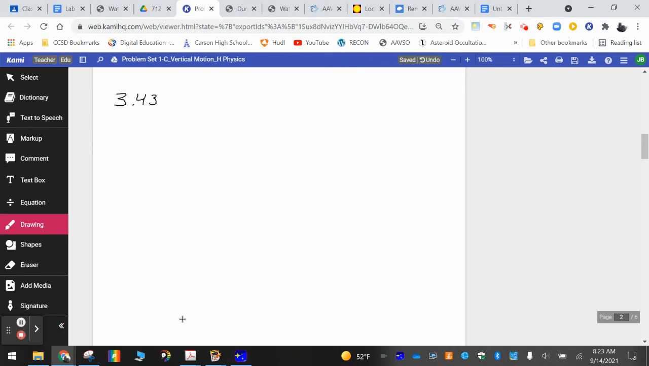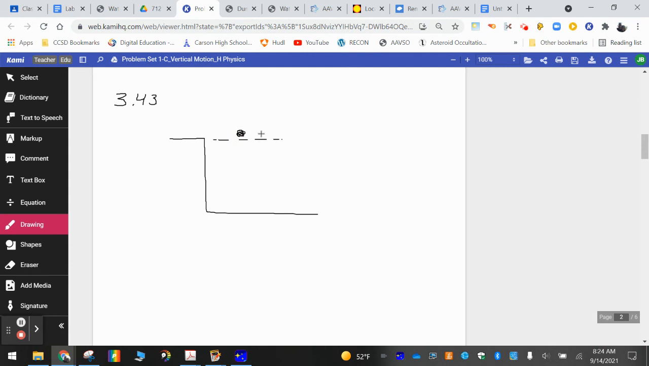All right, so we're now with problem 3.43. It says a ball is thrown straight down with a speed of 0.5 meters per second from a height of 4 meters. What is the speed of the ball 0.7 seconds after it is released? So we're up here at some height, and let's say here's our reference line right here, and there's a ball right here.